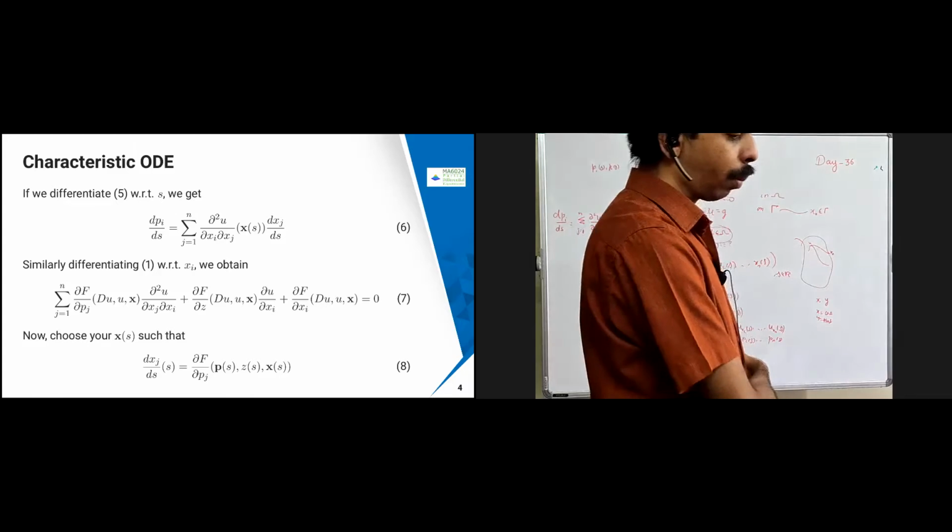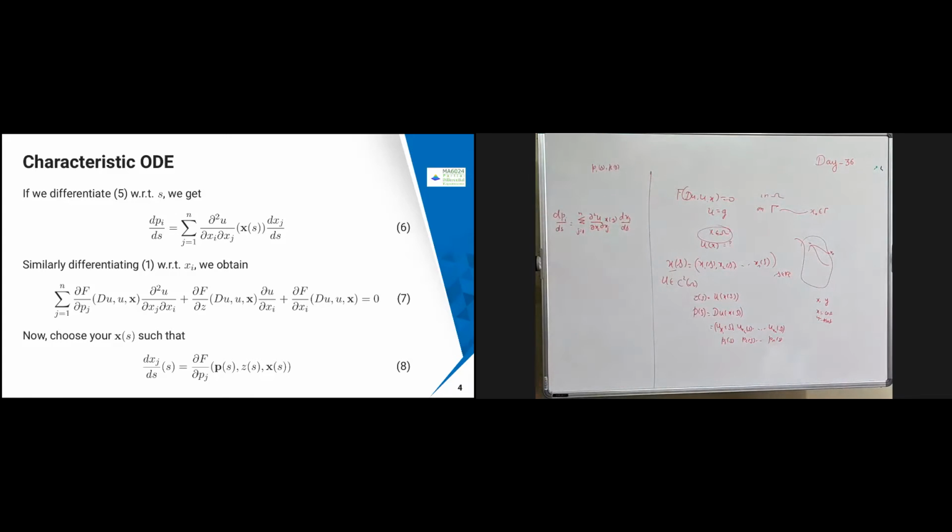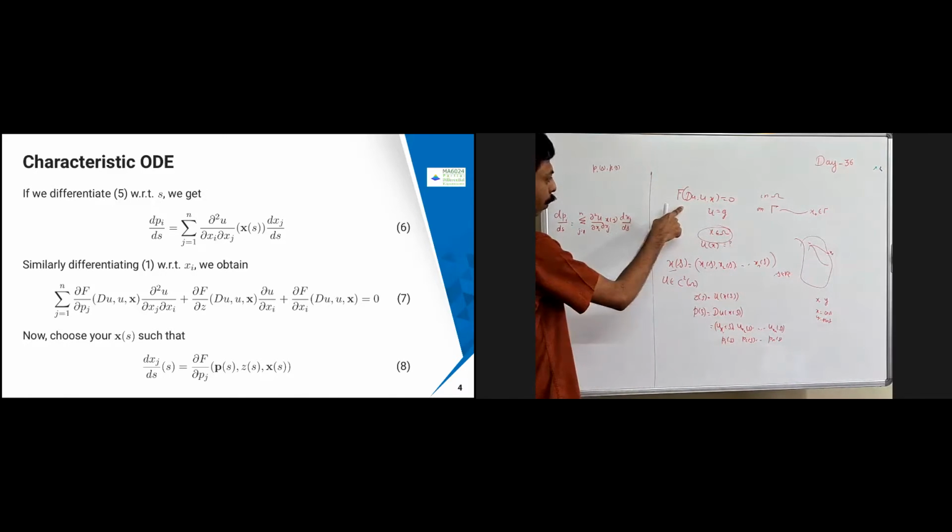So similarly, what I'm going to do. So here the problem is that dpi by ds is there. So that means second order differentiability is required. Okay, C square omega should be there. It should be u belongs to C square omega. Then only this is going to exist. That means I'm expecting more than what the problem has.